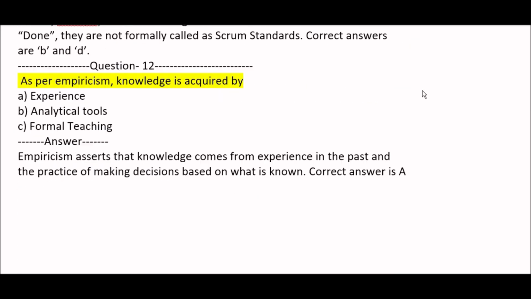Next question. As per empiricism, knowledge is acquired by: option A, experience. Option B, analytical tools. Option C, formal teaching. Correct answer here is option A, because empiricism asserts that knowledge comes from experience in the past and practice of making decisions based on what is known. So correct answer here is option A, experience.